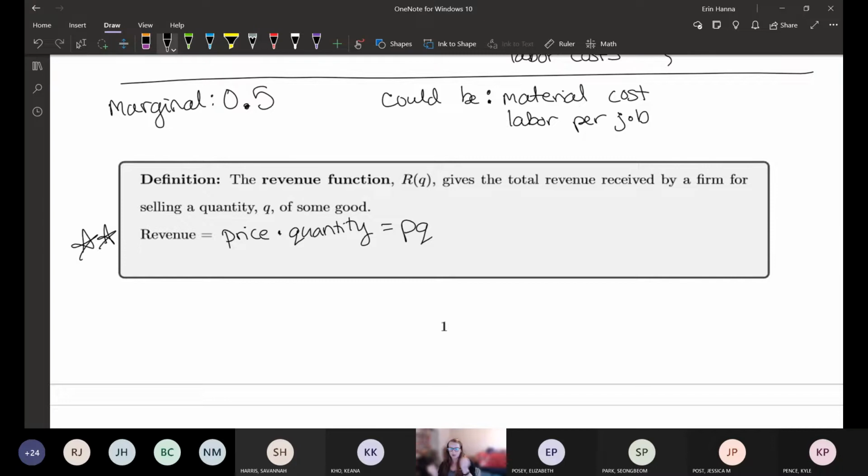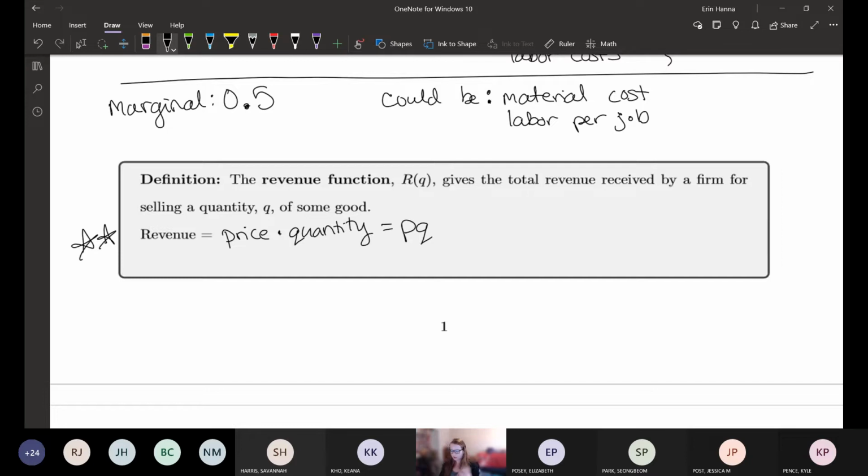Usually these are either P or Q. Is it in terms of quantity or is it in terms of price? And whichever one it's not in terms of gives you the other value when you solve for it. So it's always in terms of price and quantity. It's just which one is a function of the other may change depending on the question.